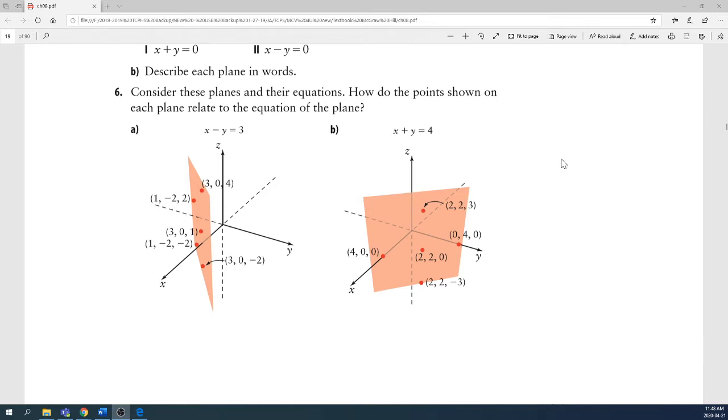Okay. Let's see, number 6, consider these planes and their equations. How do the points shown on each plane relate to the equation on the plane? Well, think about the equation of a line. If you have the equation of a line, any value you plug in to the x component of the equation, you will get the corresponding y value on the line.